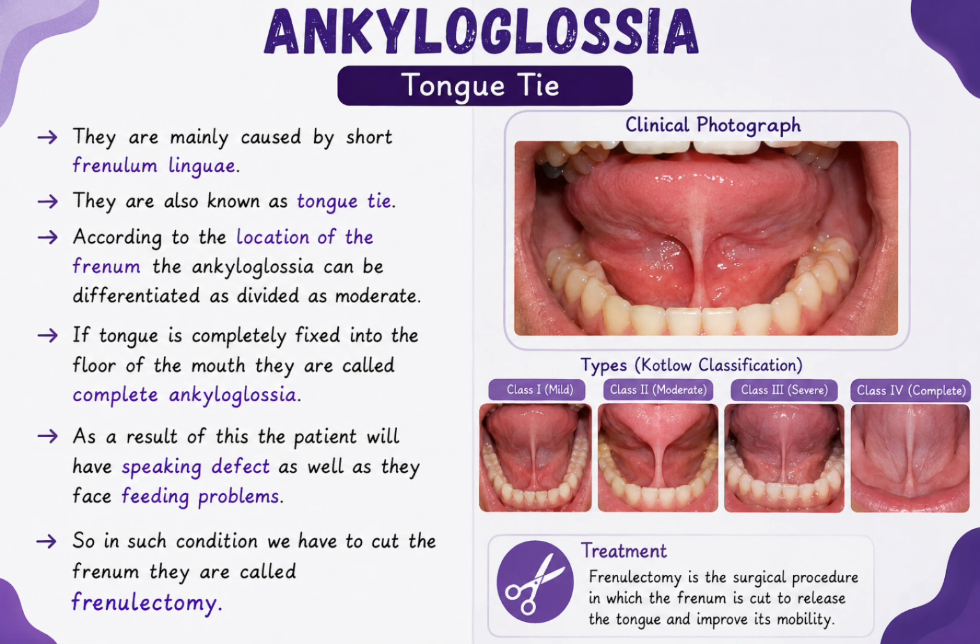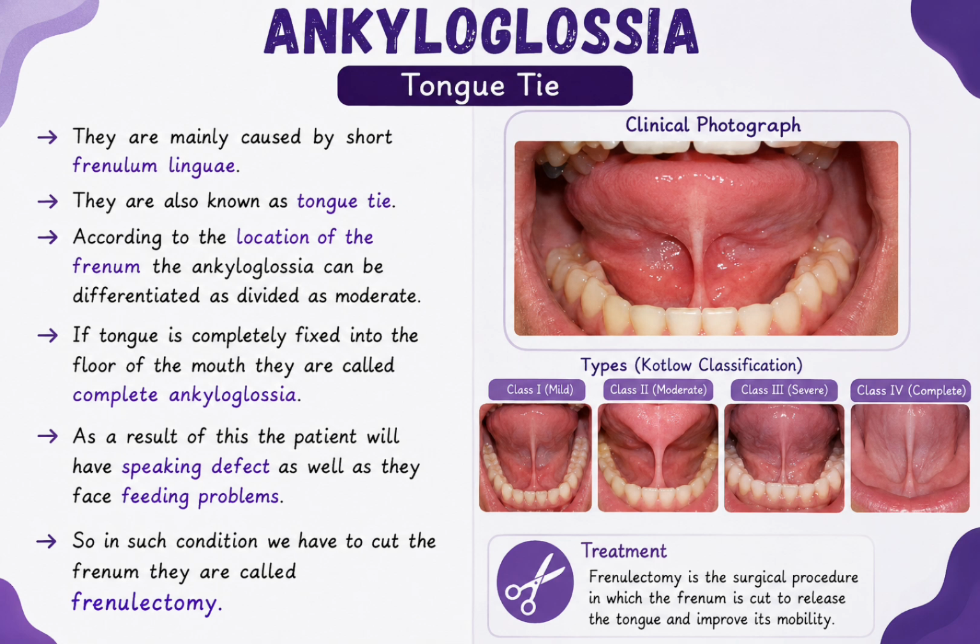In this picture you can see a lingual frenum. This lingual frenum gets attached to the floor of the mouth, and so this ankyloglossia, or the so-called tongue tie, happens. It can be classified from mild to severe based on the location of the lingual frenum. If the lingual frenum is completely attached to the floor of the mouth, we can say that it's a complete ankyloglossia.